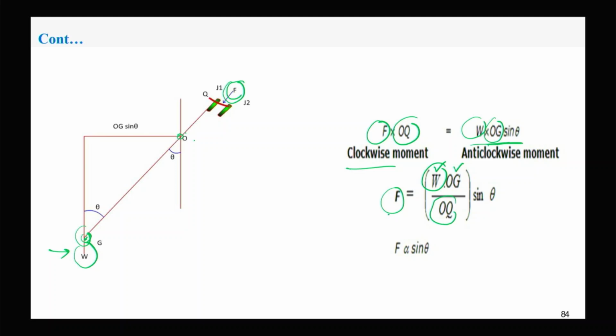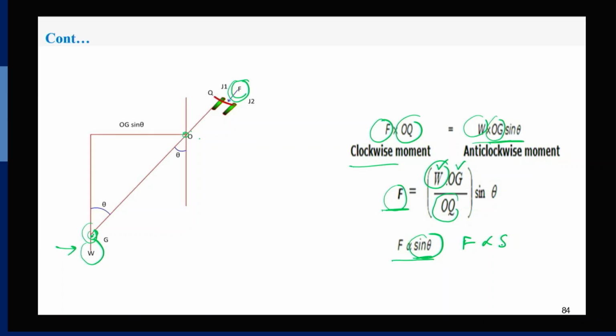So what we get, F is proportional to sin theta. So here we will see, as the pendulum deflection increases, the load on the material increases with the sin theta. So F is proportional to sin theta.